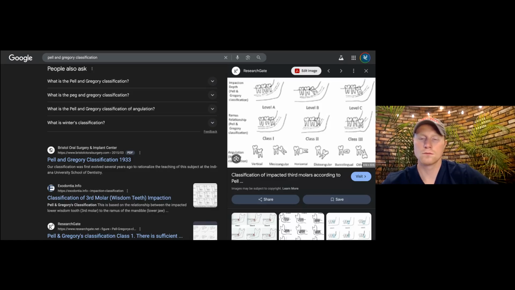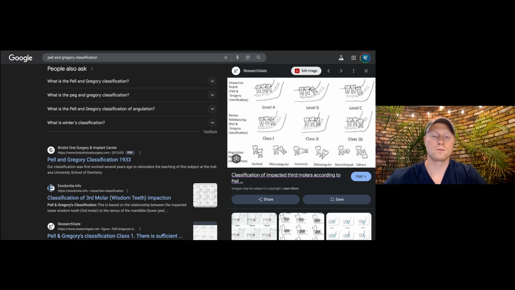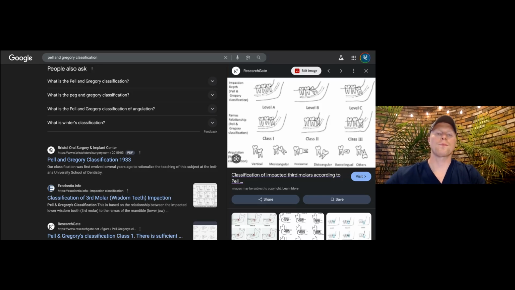4. Surgical relevance. Pell and Gregory's class, I through 3, tells you how much bone you'll need to remove near the ramus. Class 1 is easier. Class 3 is a pain in the ass with more bone cutting. Position, A through C, indicates depth and access difficulty. C is the deepest, requiring more bone removal and risking the inferior alveolar nerve, IAN. Winter's predicts extraction complexity. Mesioangular is often easier than horizontal, which means more sectioning and bone work. You ignored this completely, you dumb shit.